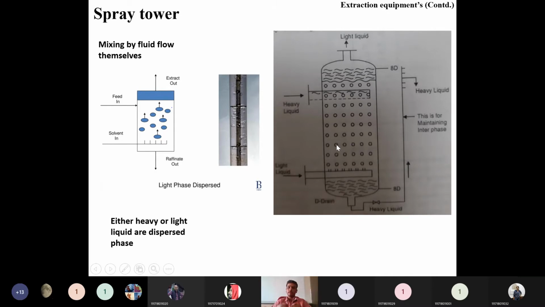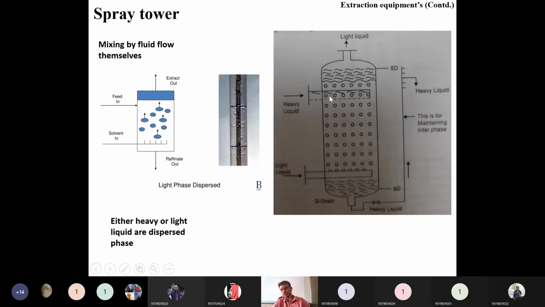There may not be very much contact. Only one interface will be visible between these two liquids. There's no mixing. Only when you create one of the liquids as a dispersion, these small droplets will impinge into the continuous phase. Then only the mass transfer will be possible.